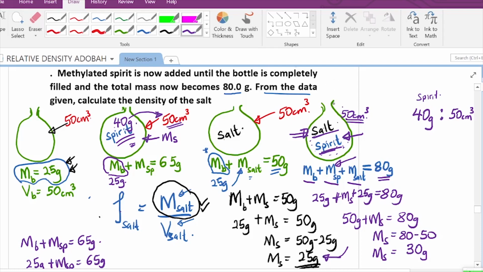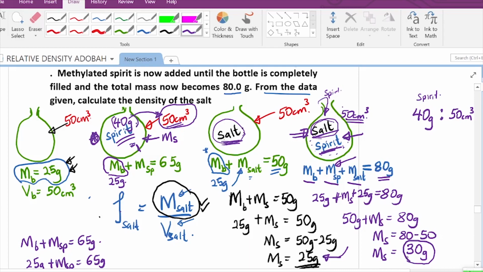So let's move slowly, right? At first we put 40 grams in this density bottle, and this 40 grams filled up the entire bottle, and the volume it occupied was 50 centimeters cubed. Then afterwards we emptied this bottle and put in salt. While the salt was still there, we filled this bottle with spirit. Of course, it can't be the same amount of spirit as before, because before there was no salt, and the entire 50 centimeters cubed of this density bottle was occupied by 40 grams. But now when there is salt, we realize that the spirit only took up 30 grams.